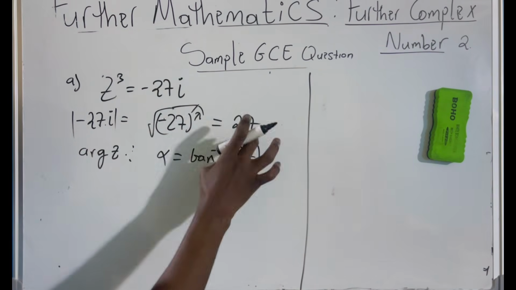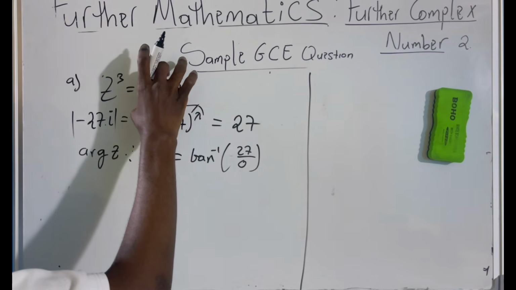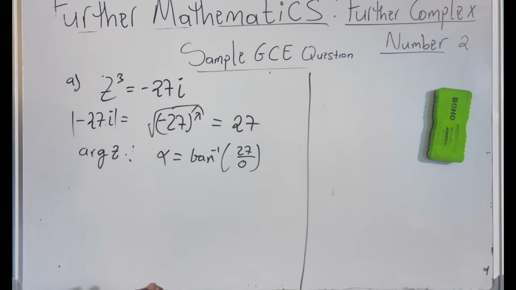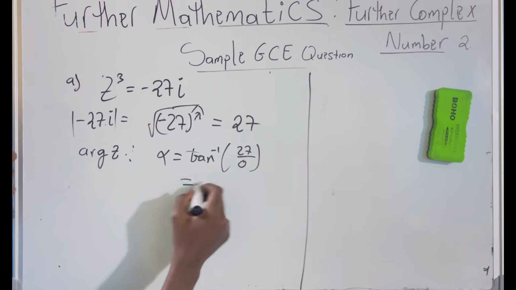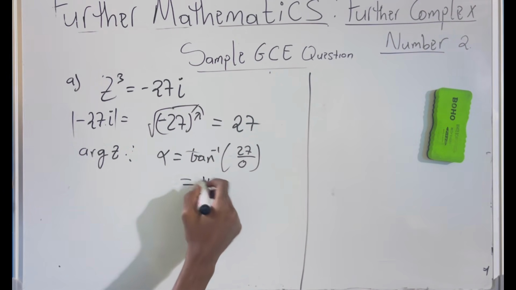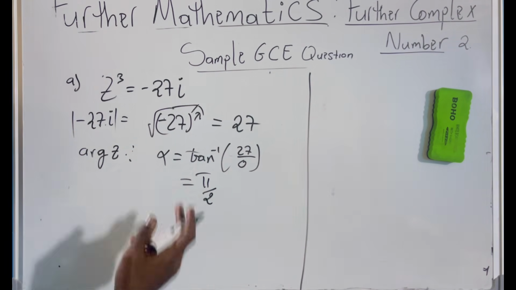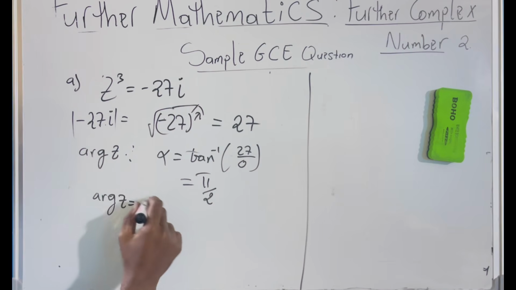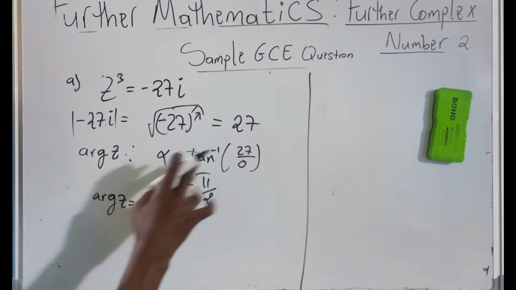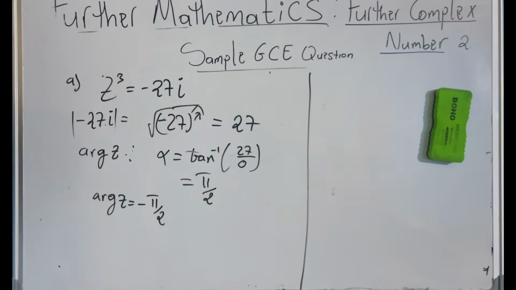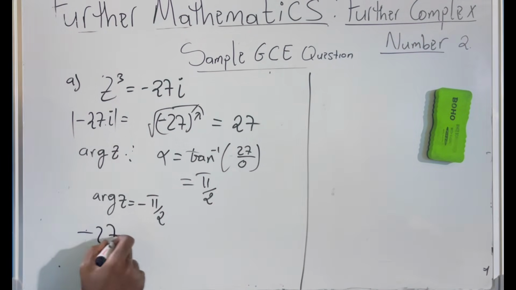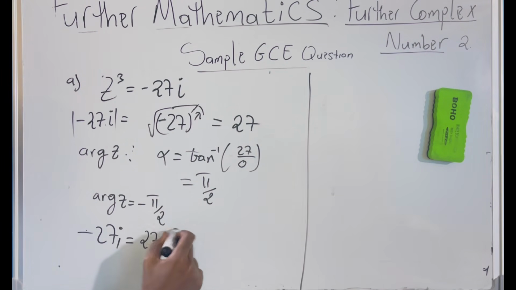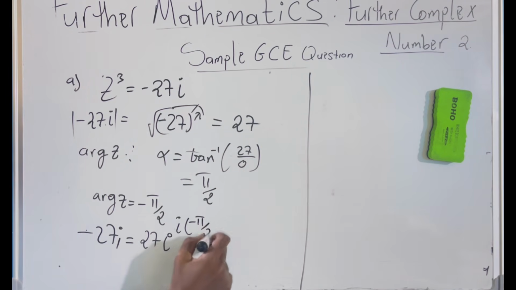After taking only the positive number, we then locate the quadrant where it is. Here we know that tan inverse of infinity is pi over 2, and since the imaginary part is negative, the argument of z is negative pi over 2. I hope you know that tan inverse of infinity is 90 degrees. So negative 27i in polar form is 27 exponential of i times negative pi over 2.